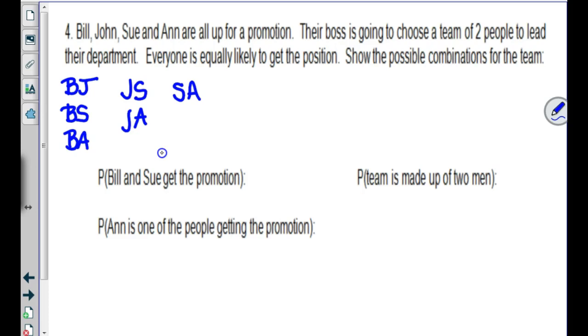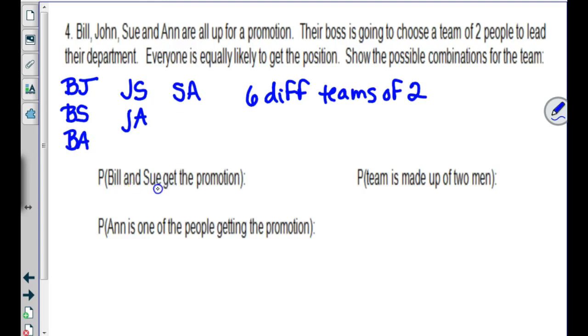What'd you say? Okay, wait a minute. There's choosing a 2. How many different teams of 2 are there? That's 6, right? Okay. 6 different teams of 2 are possible. Does everybody see what I did? I just did Bill with each of these, and then John with the 2 remaining, and then Sue with the 1 remaining. You could list them in any order you want.